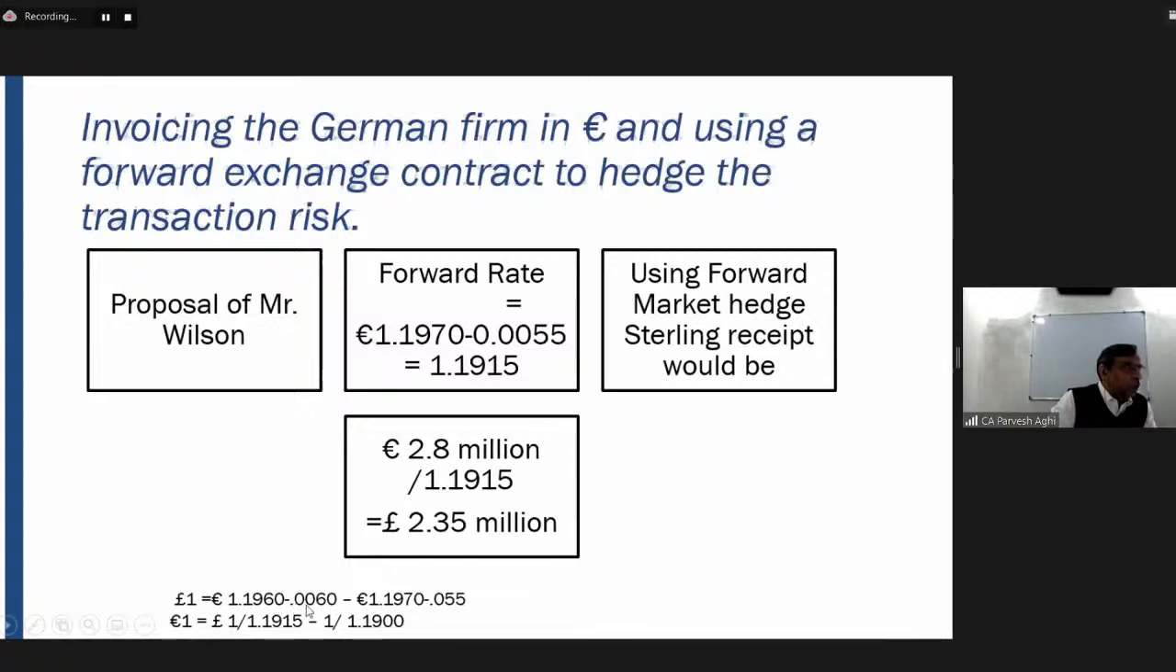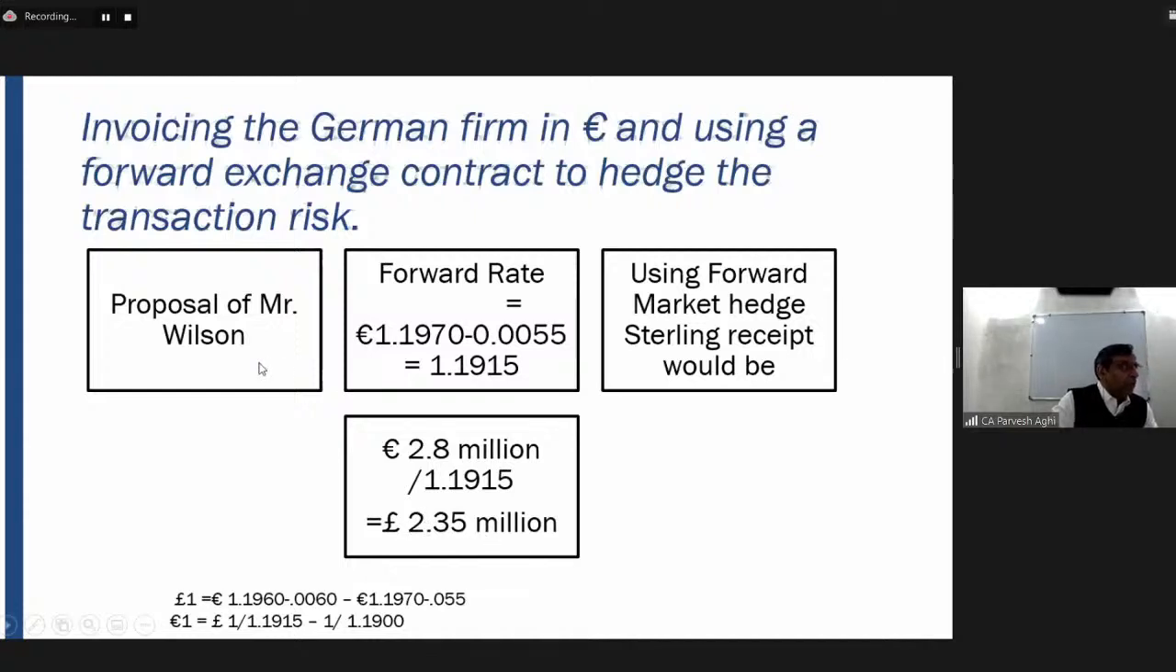Fine. So since the swap points are in reverse order, we'll be subtracting. So we subtract at both sides and we get the rates here. We take 1.1960 minus 0.0060, which is now on the ask side, and the other figure is on the bid side. So 1.1915. Since he's going to get his euros and goes to the bank to sell them, the bank will give him money at the forward rate of 1.1915. Since it's a reverse quote, we will divide to calculate. So this will be 2.35 million.